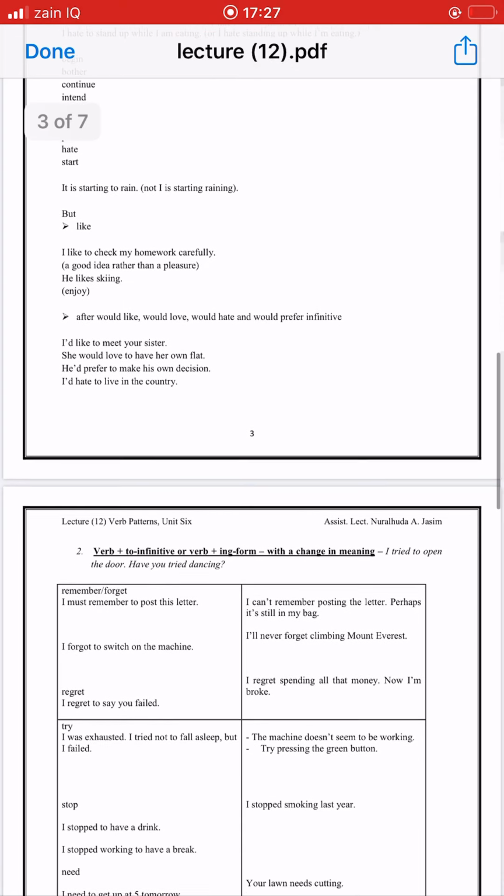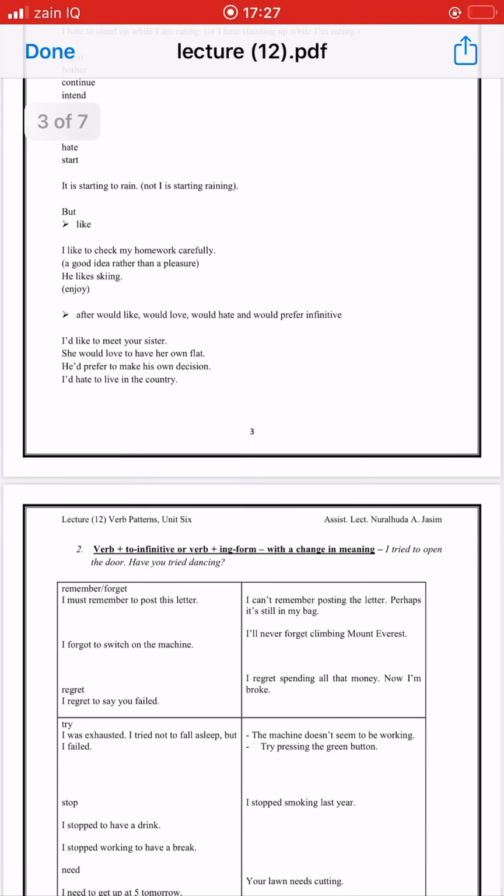But like: I like to check my homework carefully. A good idea rather than pleasure. He likes skiing means enjoy. As for the first sentence, I like to check my homework carefully, what does this sentence mean? It means a good idea rather than pleasure.